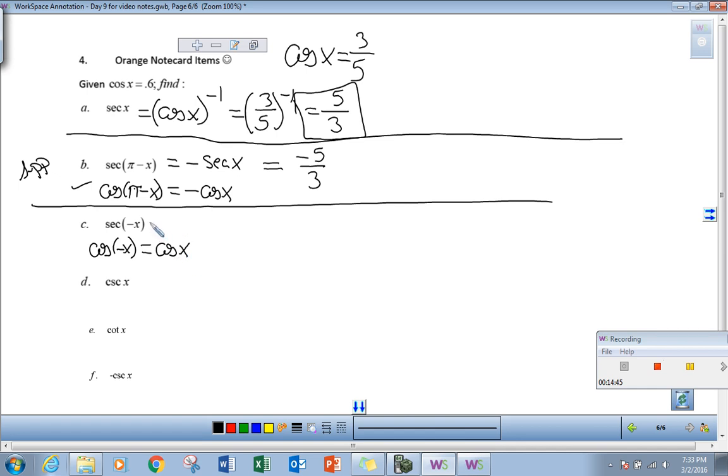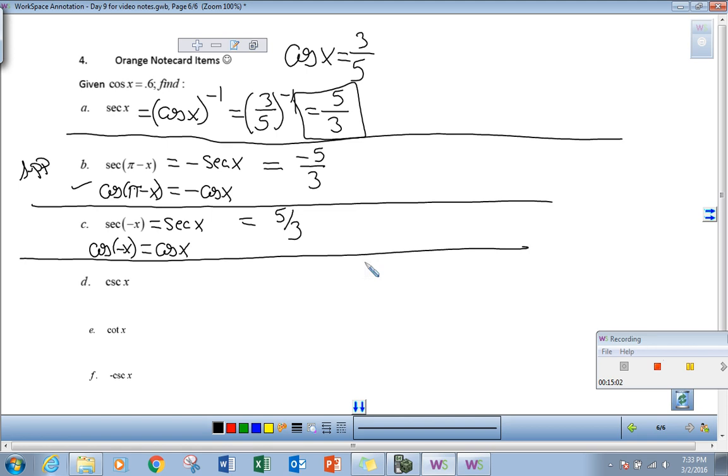So that means secant of negative x yields me the same answer as the secant of x, which is 5/3. So just like what we did before, using different trig operations.